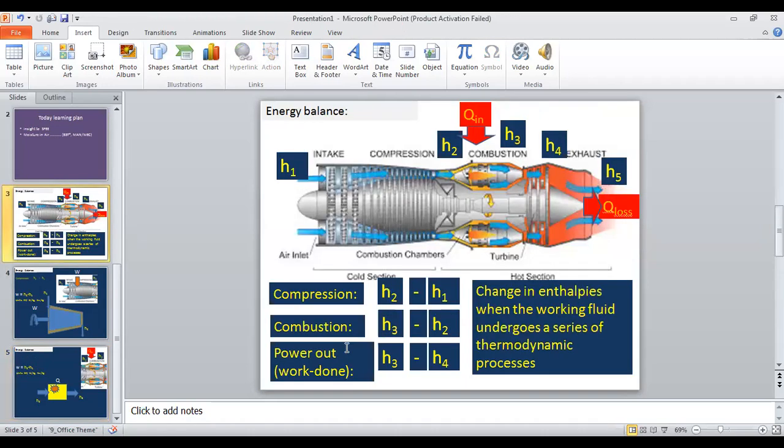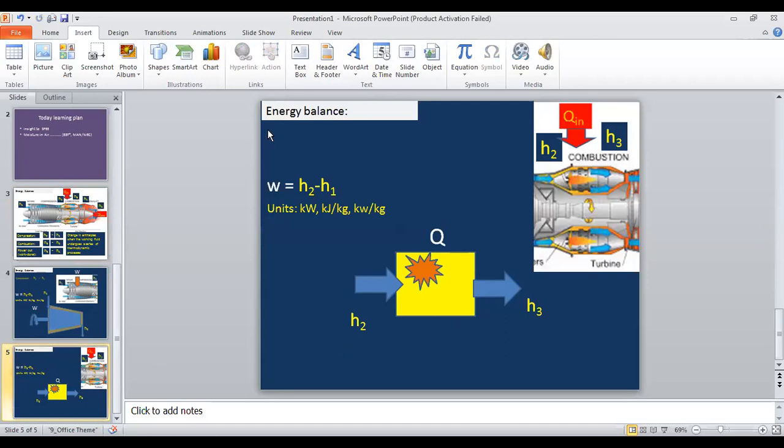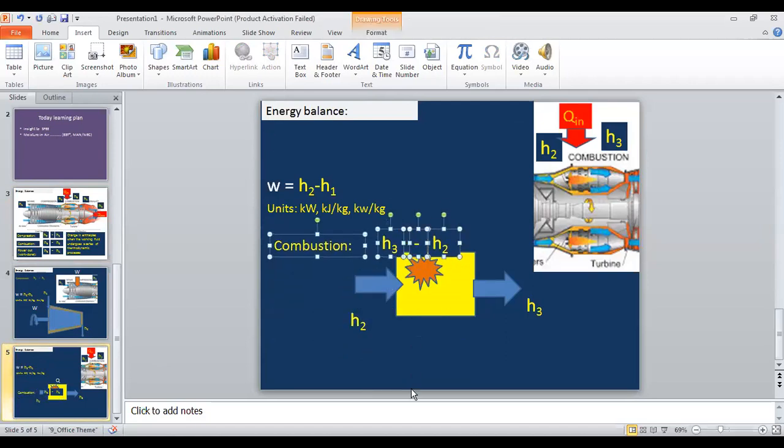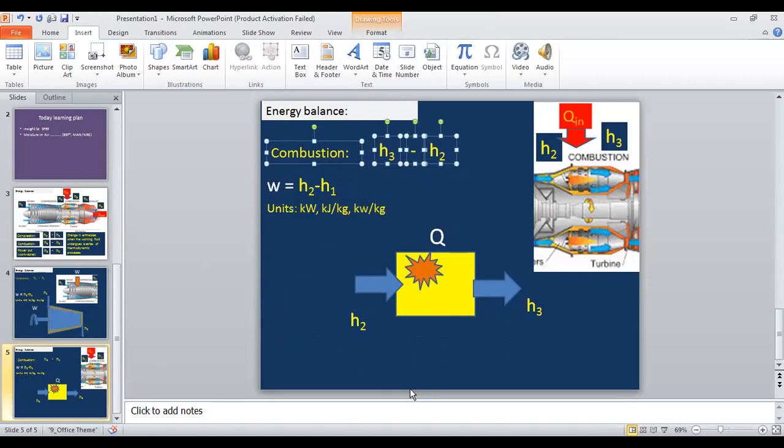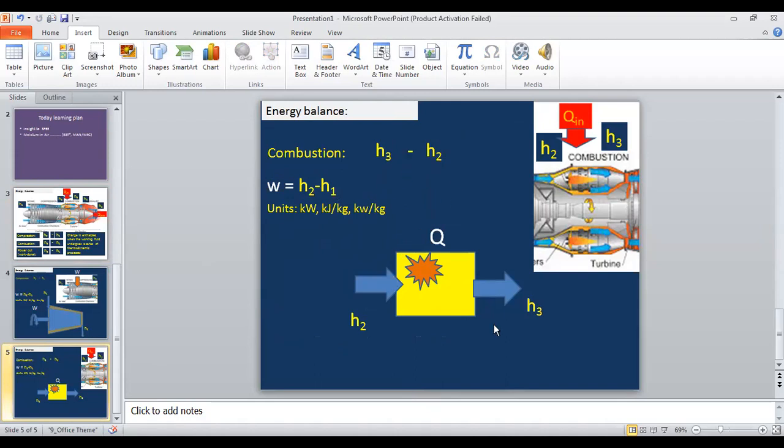Now energy balance. Combustion. Combustion makes the energy level rise. So we are writing this as the increase in enthalpy. H3 minus H2 means the enthalpy increase during combustion. So W we should replace with Q, maybe small q. H3 minus H2. Why? The units are the same: kilowatt, kilojoule per kilogram, or kilowatt per kilogram.